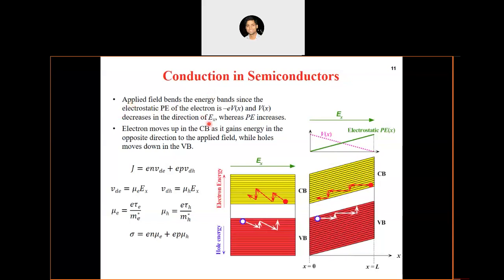Since the electrostatic potential energy of the electron is minus eV(x), and V(x) decreases in the direction of E(x), that's what we have shown here, right? The potential is decreasing, and the electrostatic potential energy of the electron will increase. The electron moves up in the conduction band as it gains energy in the direction opposite to the applied field, while the hole moves down in the valence band, right?